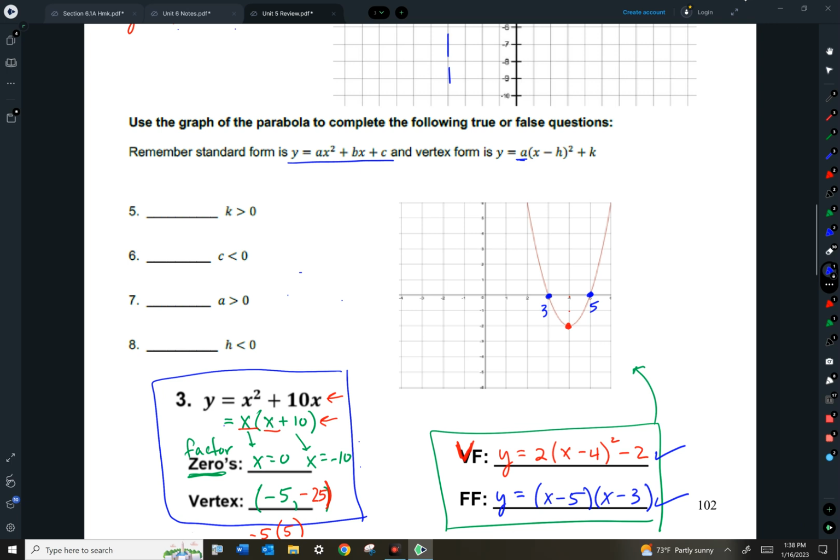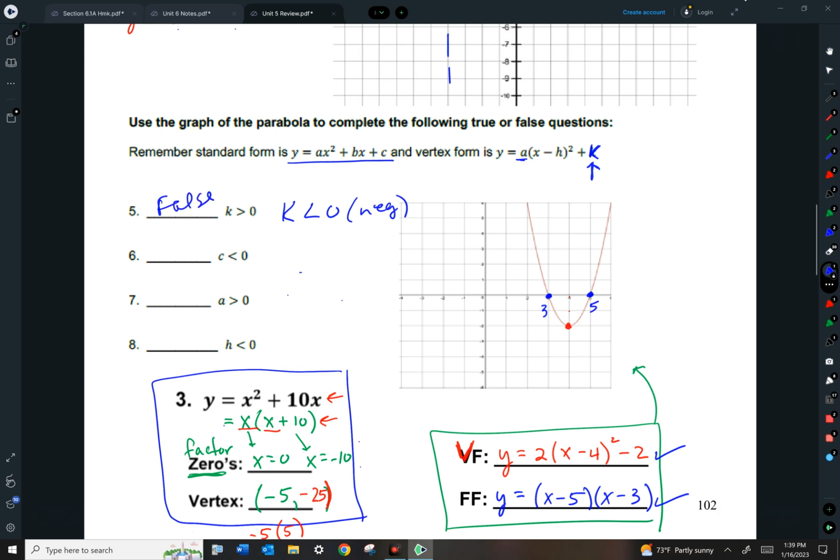So number 5. Is the k number, so we're talking about this one from the vertex form, is the k number positive or negative? Well, doesn't that k number at the end tell you if the parabola's been moved up or down? And since this parabola was moved down, doesn't that mean that the k number must have been negative, right? It must have been a minus k. So is k greater than 0? No, k is less than 0, right? Because k is negative. We're going to say here k is less than 0, and parentheses will say that means it was negative. So that's a false.